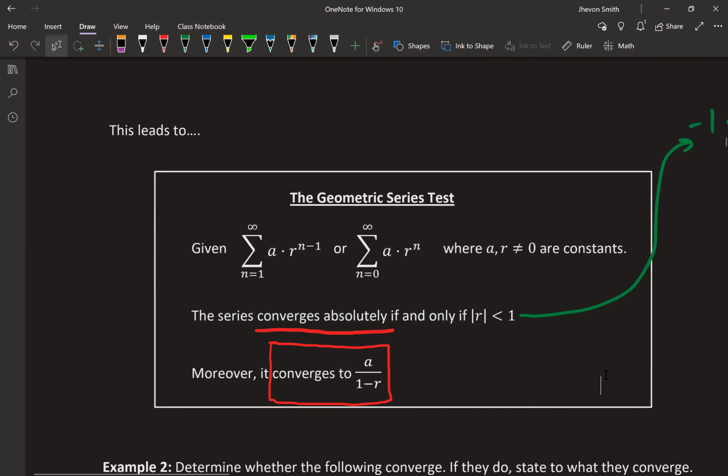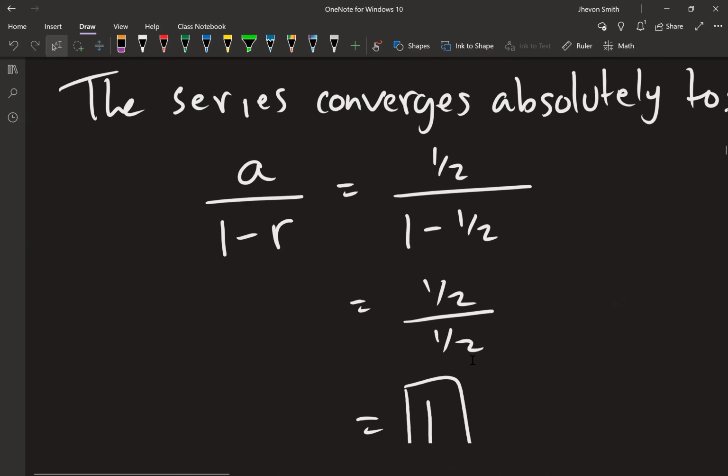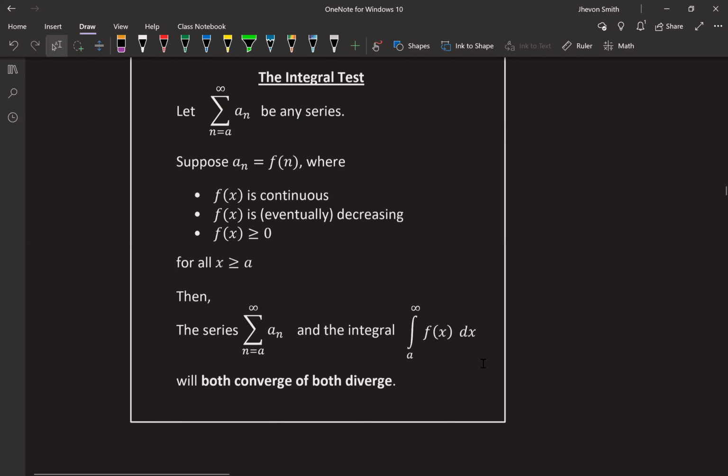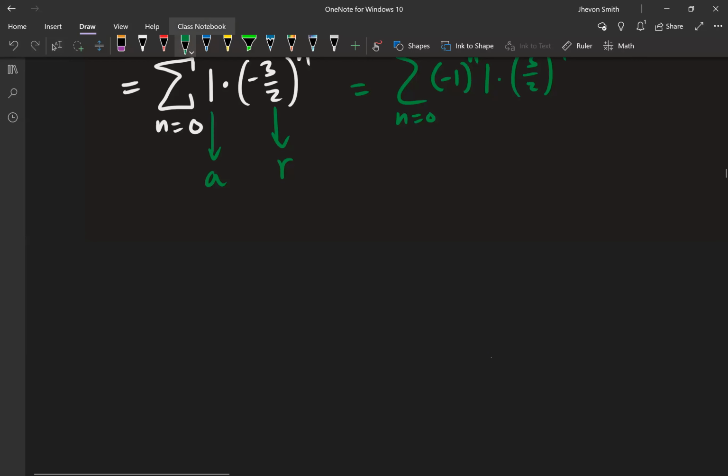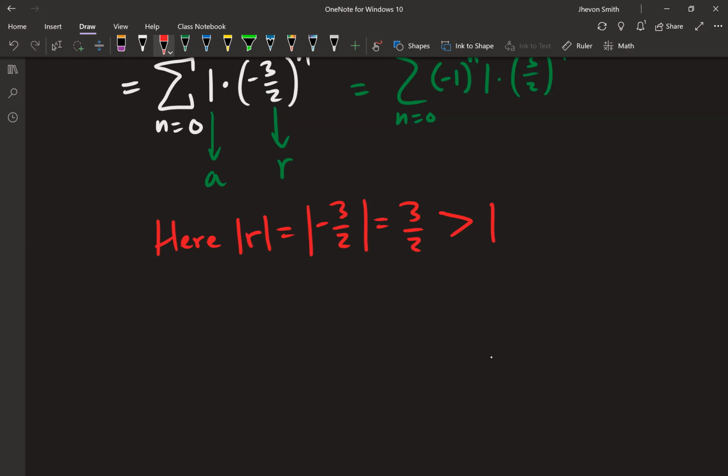Not less than 1. R is less than 1 in absolute value. Which means if I put the R in absolute values, that thing needs to be less than 1. Now here, notice that the absolute value of R is the absolute value of -3/2. Well, that is +3/2, and that's bigger than 1.